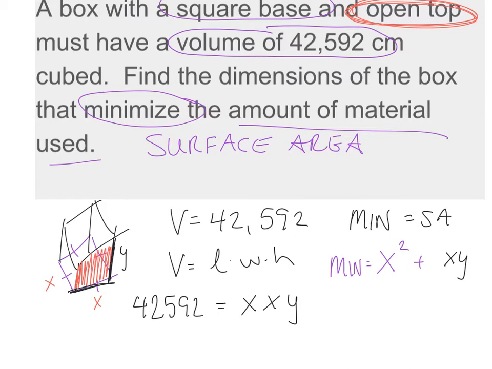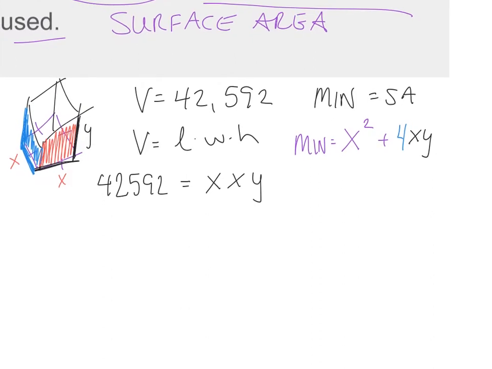Now let me talk about this side. Grab a different color here. This side is also x by its height, which is y. So in fact, I have 4 x by y sides. So again, the base was x by x, that was the bottom, so x squared, and I have 4 congruent sides, so 4xy. So my goal is to write this equation in terms of one variable, take its derivative, set it equal to 0.